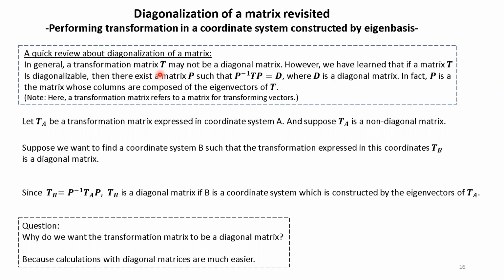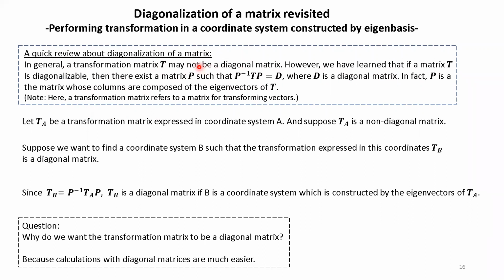However, we have learned that if a matrix T can be diagonalized, then there exists a matrix P such that this P inverse TP is a diagonal matrix. And also, P is the matrix whose columns are composed of the eigenvectors of T. This is what we have just learned, like an hour ago.